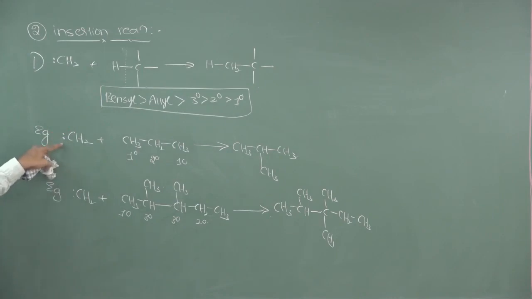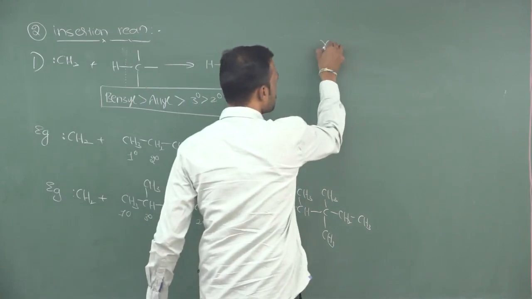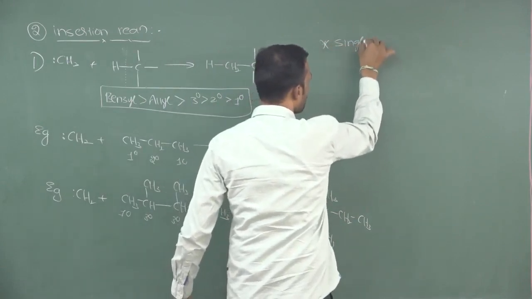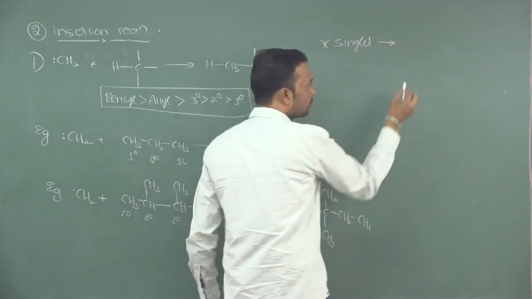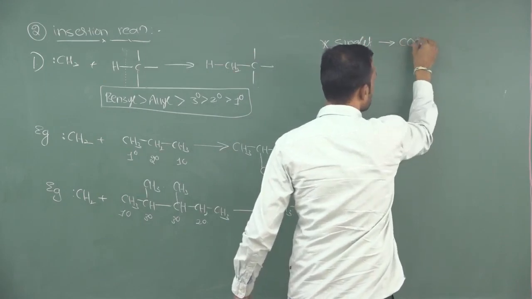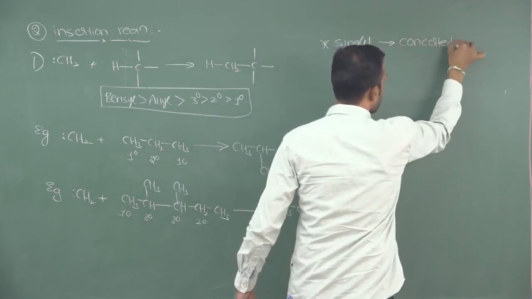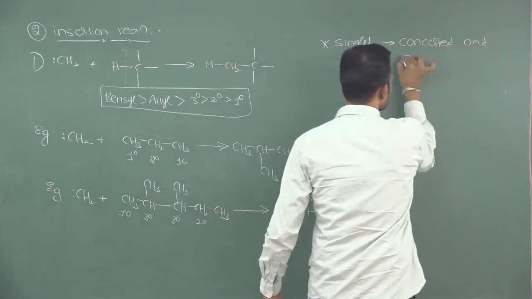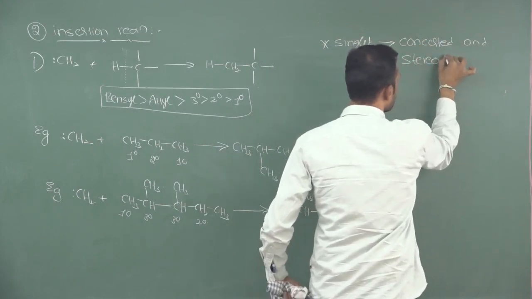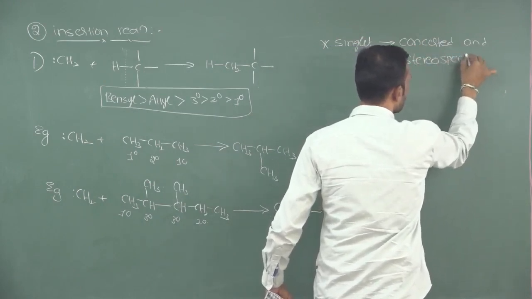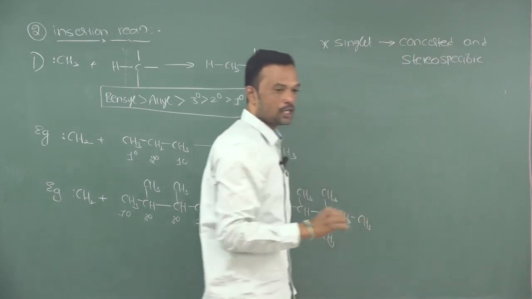So what kind of carbon is it? It may be singlet or triplet. Suppose it is a singlet carbon. If it is singlet carbon, what is the answer? Is it concerted or not? This point you should remember: concerted and stereospecific, always only one product. It is concerted and stereospecific.